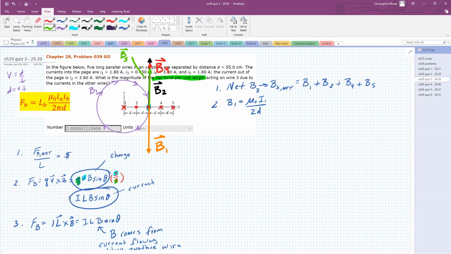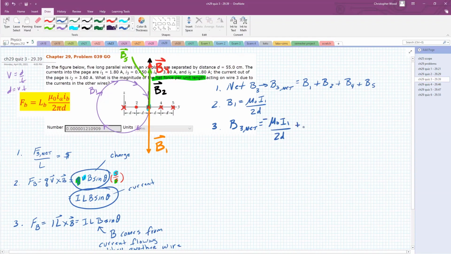All right, so you know what? Here's my step 3, I guess. I'm going to say the net magnetic field, B3 net, as I've already said in line 1, is going to equal B1. All right, so here's B1, mu naught I1 over the distance between wire 1 and wire 3, which is 2D. So I just repeat. But you know what? I'm going to do a negative because that's going in the negative Y direction.